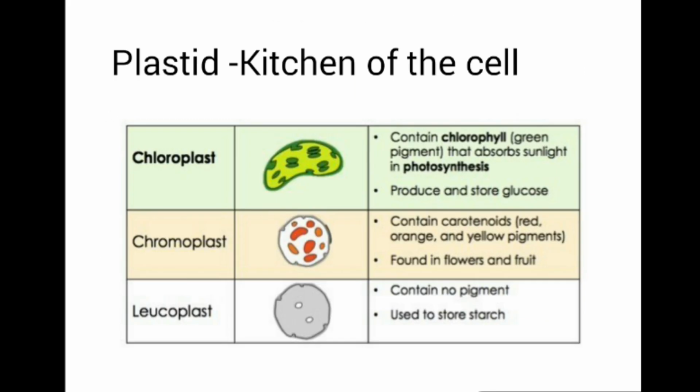Plastids are called the kitchen of the cell, basically the plant cell. Plastids are found only in plant cells, and you have three types of plastids. You have chromoplast, chloroplast and leucoplast, based on the pigment that they possess. In case of leucoplast, they don't have any pigment, but they are responsible for the storage of starch.